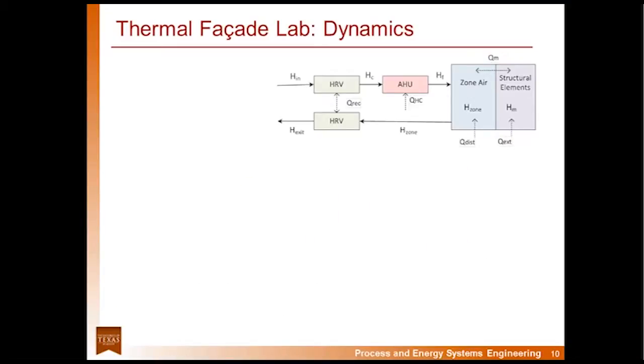So here's a block diagram of the thermal facade lab that highlights the energy or enthalpy flows throughout the system. There is an energy recycle loop, again, because of the heat recovery ventilator. This is in addition to inlet and outlet flows. So if you imagine a perfect world where the outdoor air temperature is a constant 25 Celsius and the temperature suddenly increases to 30 degrees, what will happen to the zone and structural elements temperature? Do they change quickly or slowly?